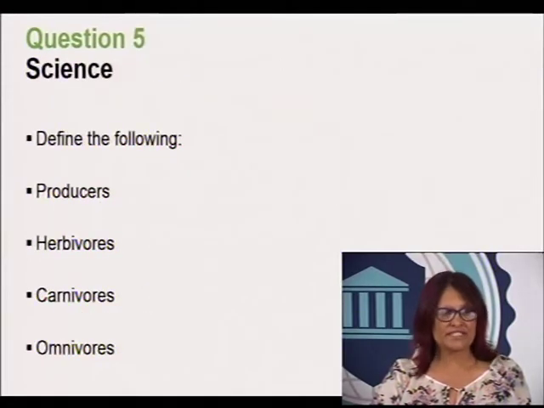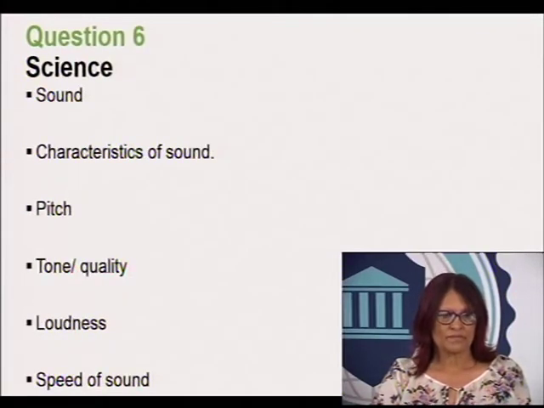Question 5, Science, define the following: producers, herbivores, carnivores, and omnivores. Sound, characteristics of sound: pitch, the tone or quality, the loudness, and the speed of sound.